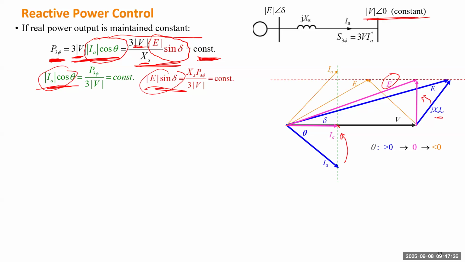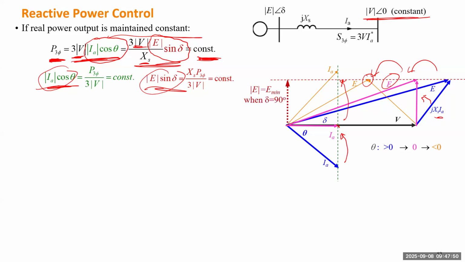And further, if we move the current to have negative theta angle, which is leading power factor, leading the voltage phasor, the excitation voltage will further move to this location, but still moving along the horizontal line.